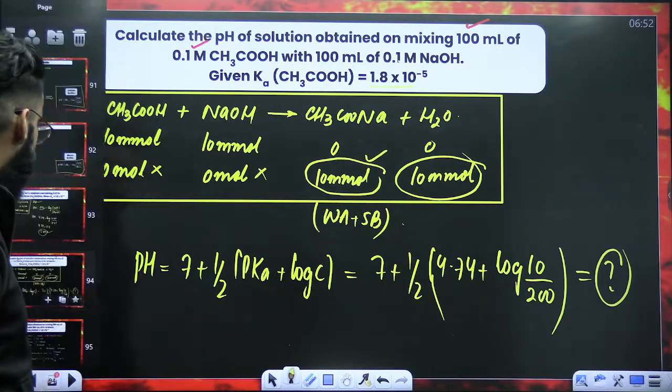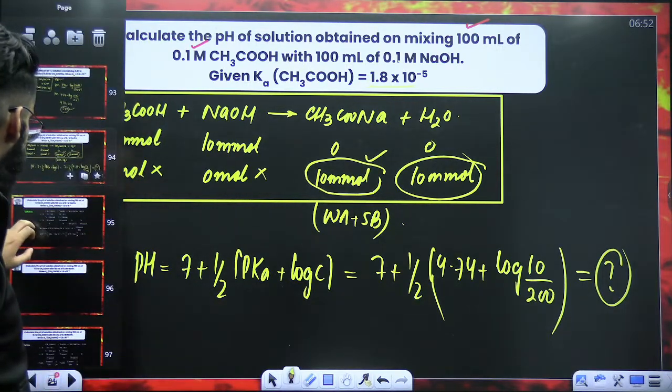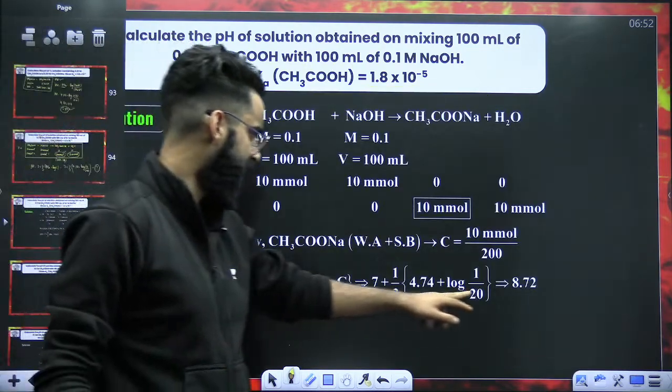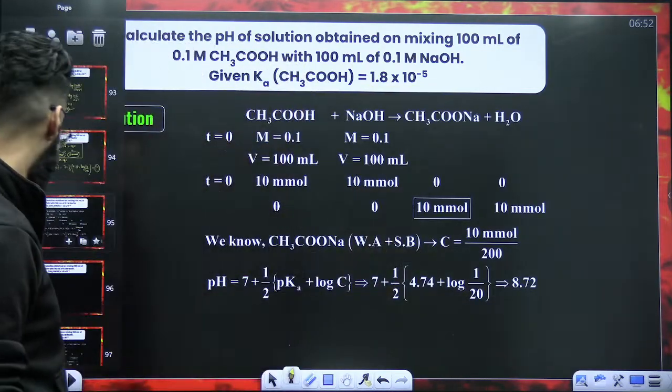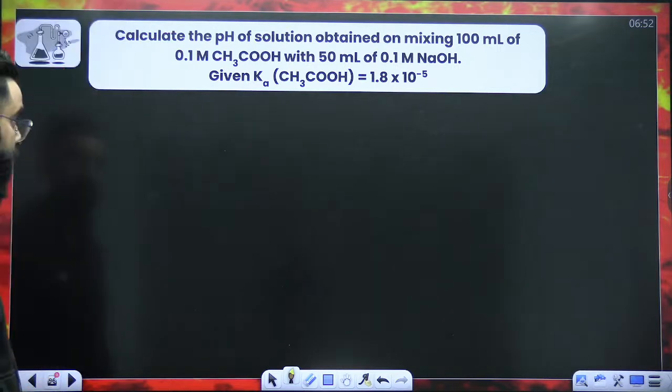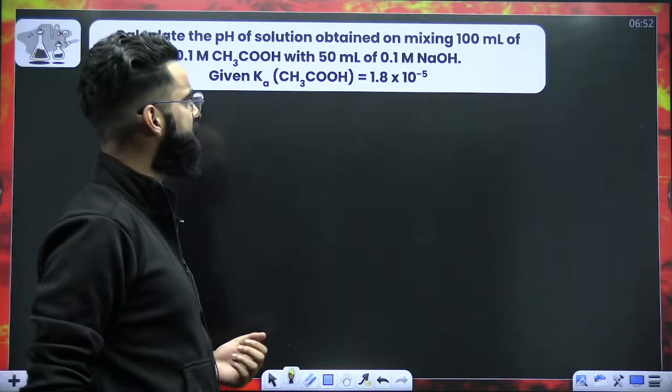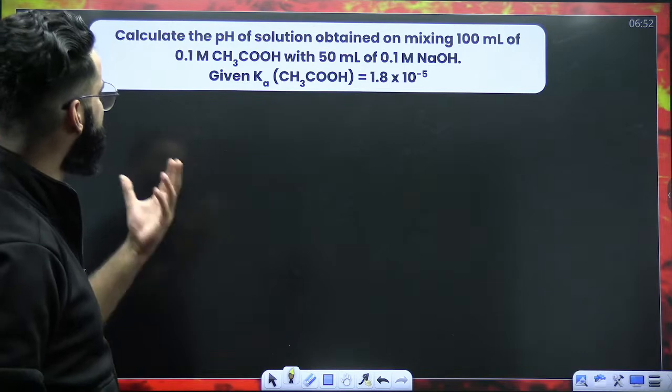Perfect, guys. Let's try to solve a few more questions so that you can understand it properly. By the way, after solving this equation, you'll get the answer as 8.72. Let's try to solve a few more. Calculate the pH of the solution obtained on mixing this and this.